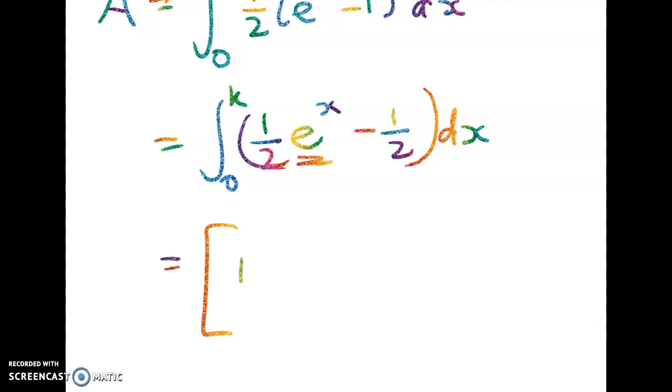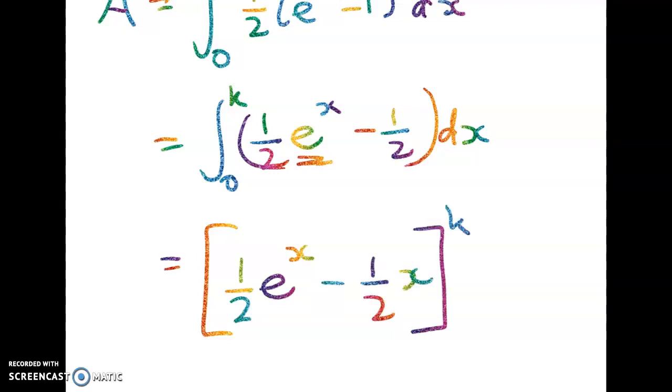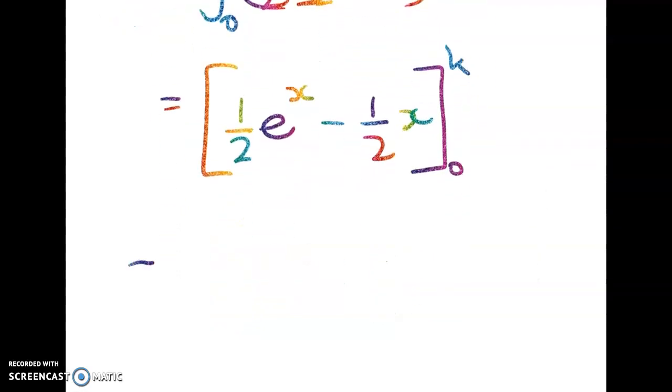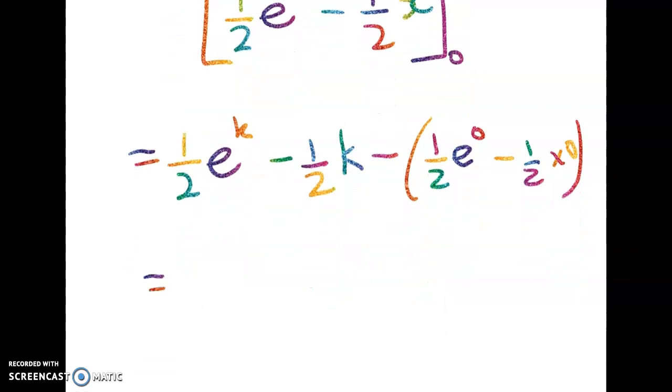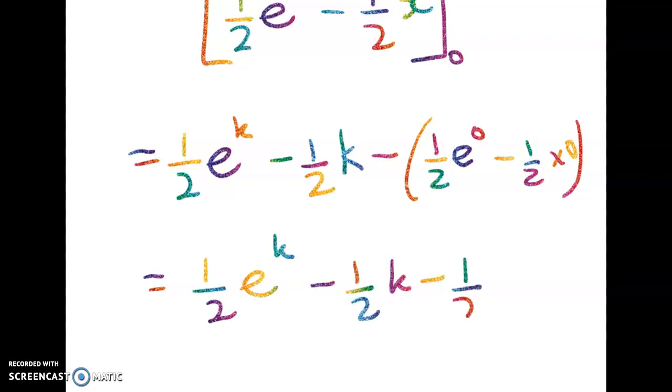So this will just stay as 1/2 e to the x minus a half x, evaluated at the limits. So this is equal to 1/2 e to the k minus 1/2 k minus 1/2 e to the 0 minus 1/2 times 0. And that equals 1/2 e to the k minus a half k minus a half.